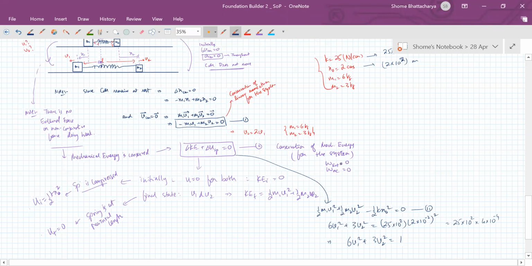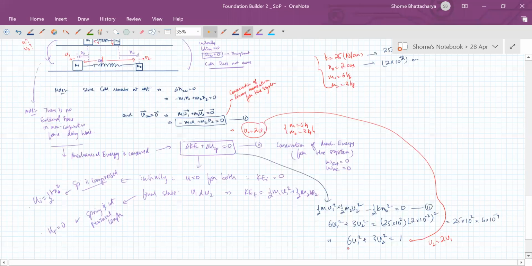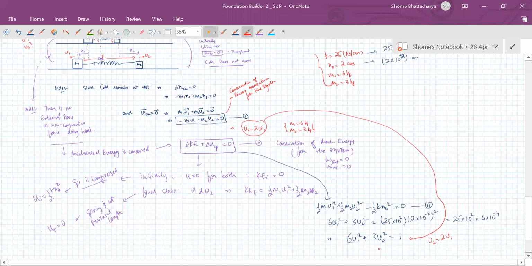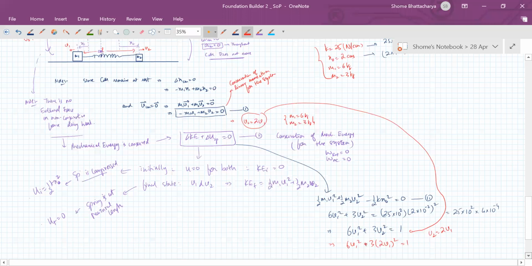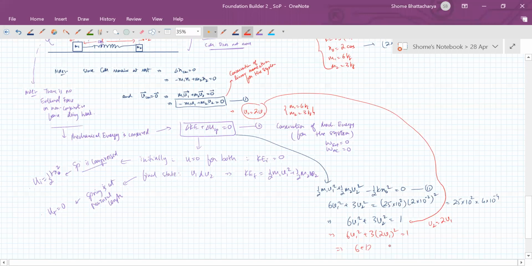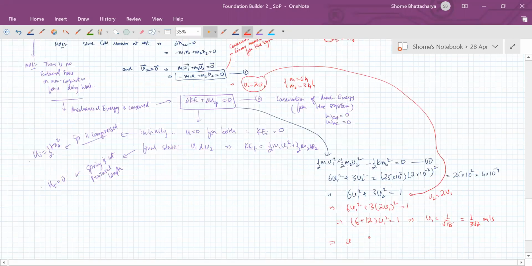Okay. So now you substitute this thing, that V2 is equal to twice of V1, in this. So we will have 6v1 square plus 3 times twice of v1 square is equal to unity. So 6 plus 12 is 18v1 square is equal to 1. So v1 will come out to be 1 upon square root 18, or 1 by 3 root 2 in meters per second. So that's your v1. Okay. 1 by 3 root 2 meters per second.